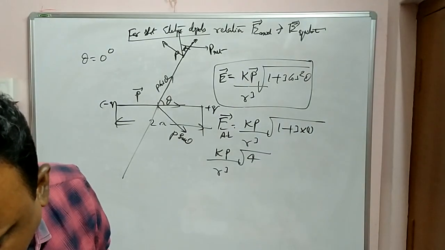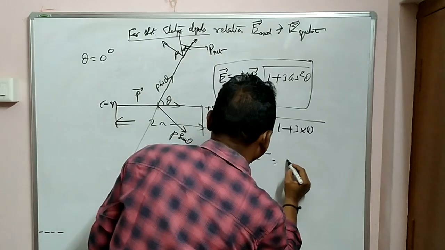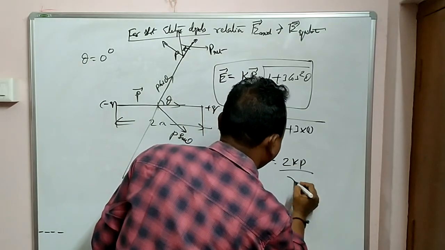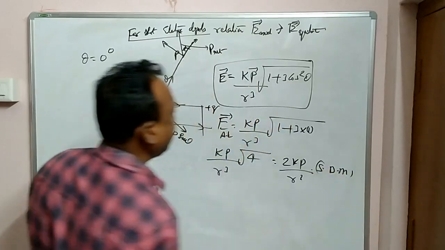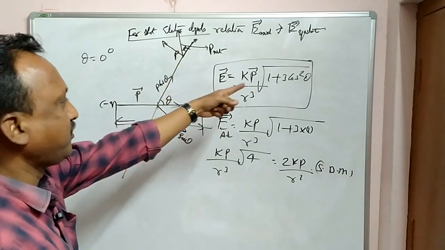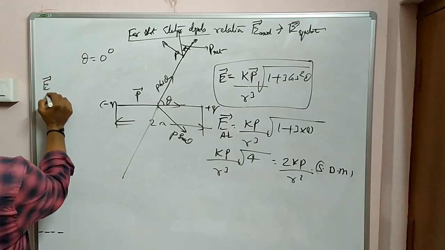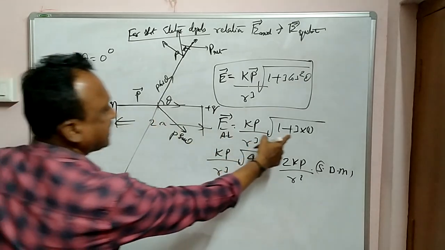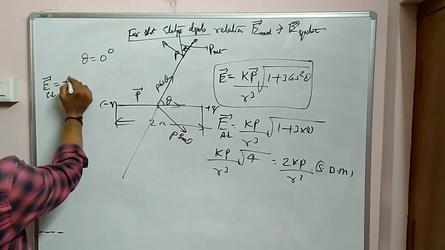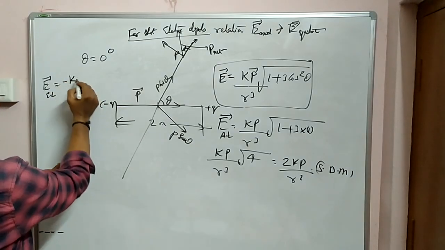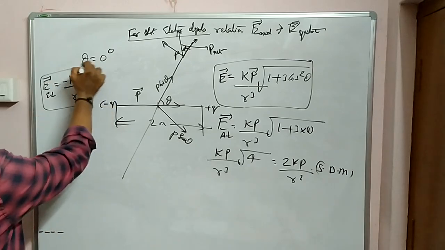2 kp by r cube for a short magnet, this is 2 kp by r cube for a short dipole moment. In the same way, if you want the equatorial line, put 90 degrees there. For the equatorial line, theta is equal to 90, cos 90 is 0, root 1 is 1. So what happens? The minus sign we keep as it is, it won't come out of this. So it is P bar by R cube.